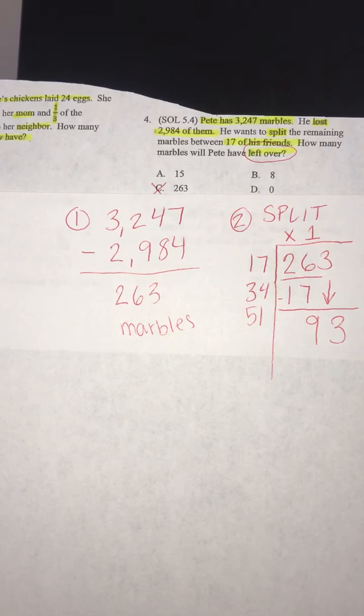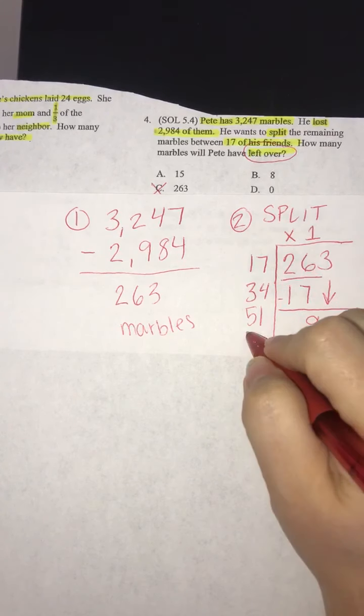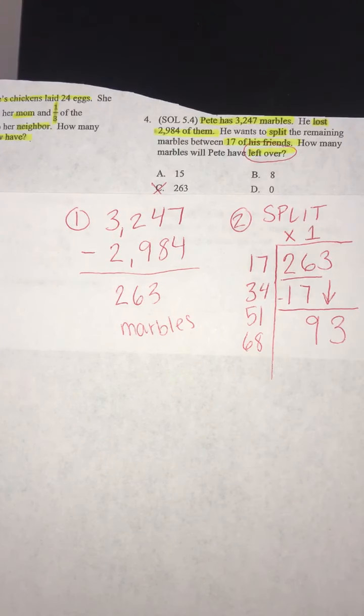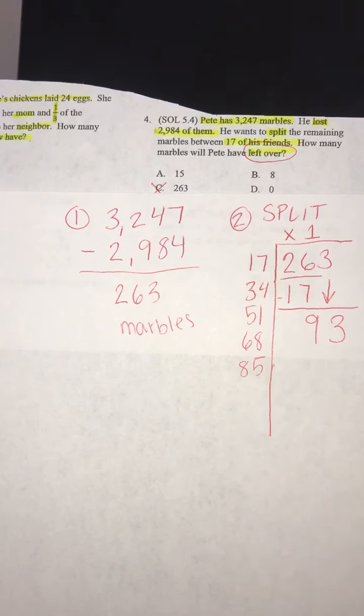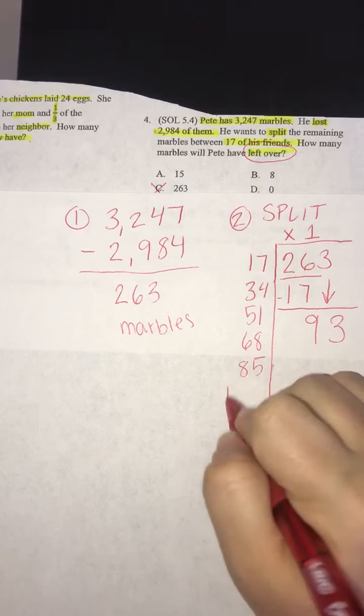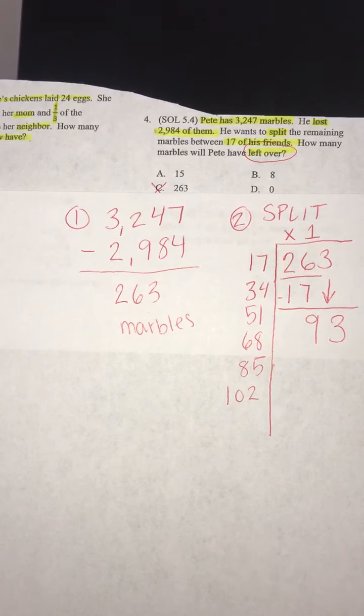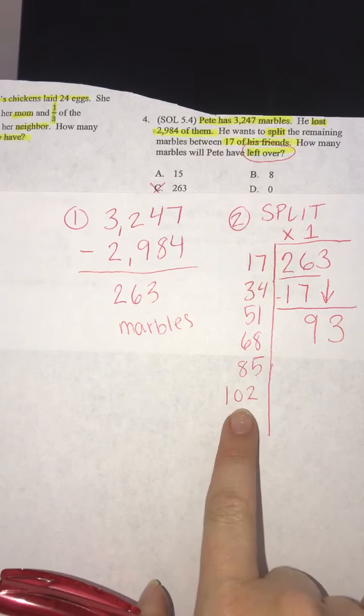This you can use your calculator for. 17 times 4, 68. Do you see what I'm doing when I'm finding multiples? 17 times 5 is 85. And just for fun, we'll do 17 times 6, which is 102. So you probably can tell right away that this one is too large.